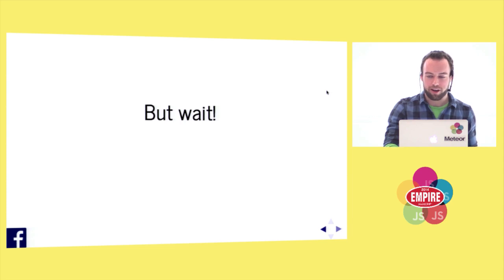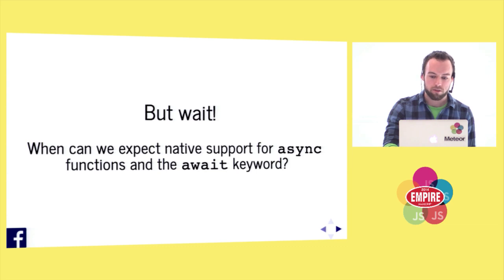This was a talk about ECMAScript 6, which is the very next version of JavaScript. So when can we expect native support for async functions and the await keyword? Well, that's not actually something that's planned for ECMAScript 6. I hope personally that it gets into ECMAScript 7, but it might not even make it into that version of the spec. So yeah, we're not talking about ECMAScript 6 anymore.